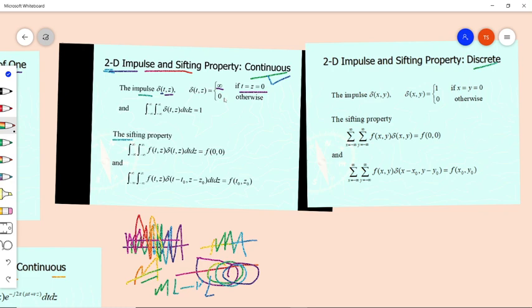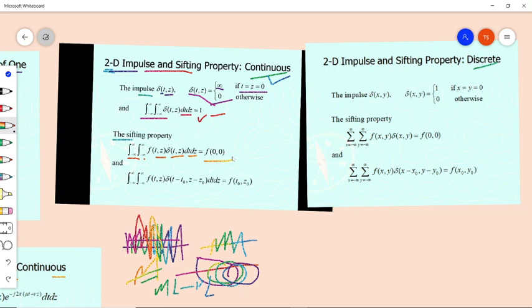And the double integral with limits from minus infinity to infinity of delta of t comma z with respect to dt dz is equivalent to 1. This is the impulse. And now the shifting property is the double integral with limits from minus infinity to infinity of f of t comma z delta of t comma z with respect to dt dz, which is equivalent to f of 0 comma 0.